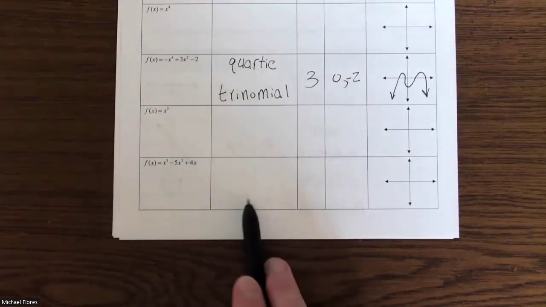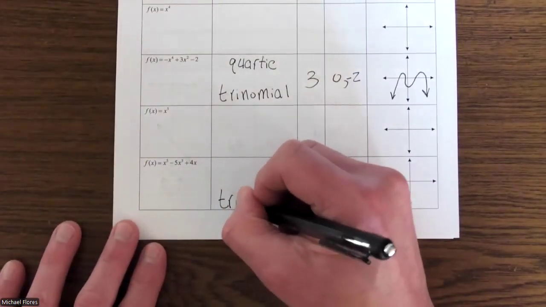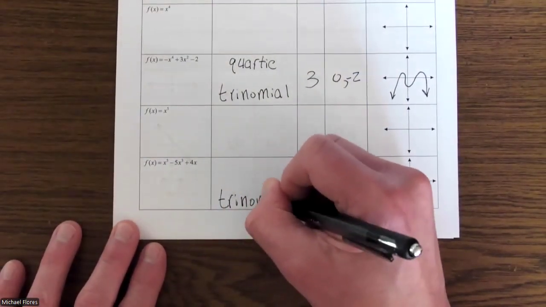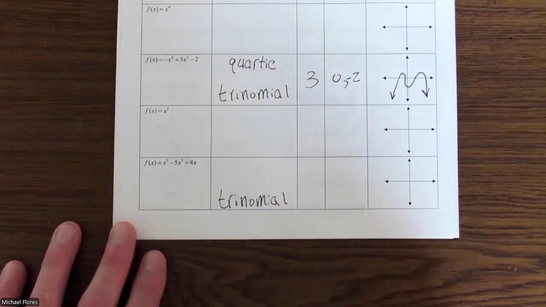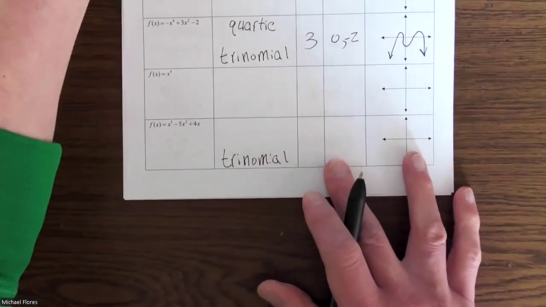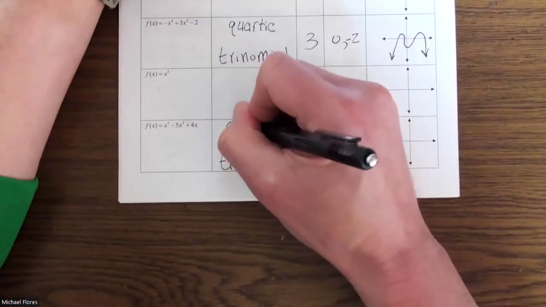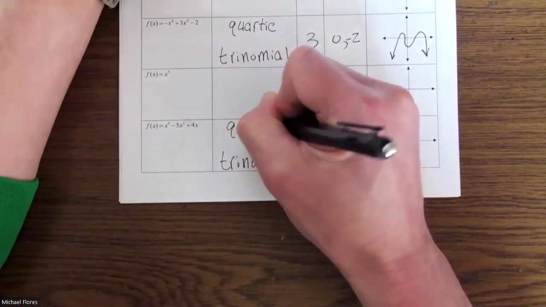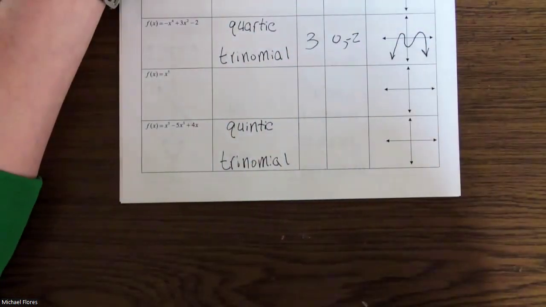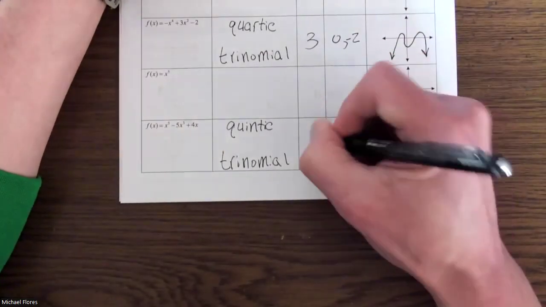This one here, we're going to speed through. Monomial, quintic. Let's now go to this one. Trinomial, because there's 3 terms. The variable with the largest exponent is 5, so this is a 5th degree polynomial, therefore it's quintic. Quintic. Let's see, how many turns? 5 minus 1 is 4.